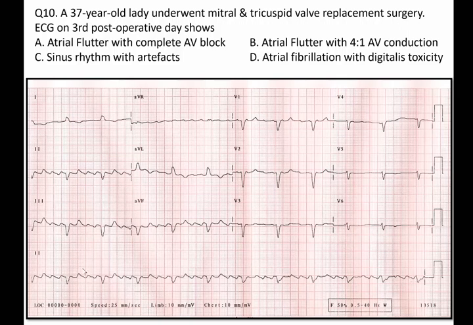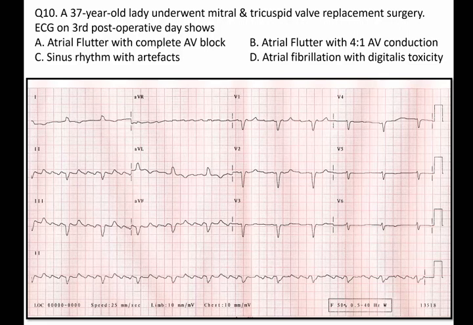So if it were atrial flutter with 4 to 1 AV conduction, then the PR interval in each of the QRS complexes should have been identical, and the RR should have been regular. RR is regular, but the PR intervals are not constant. So it suggests that this is complete AV block. And as many of you answered 4 to 1 AV conduction, our surgeon also did not believe this.